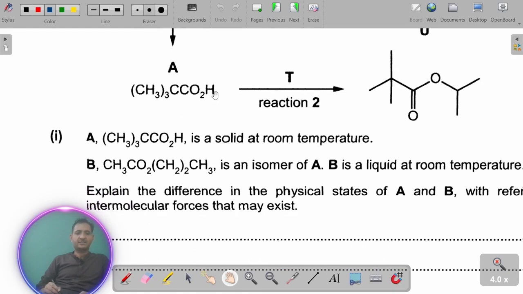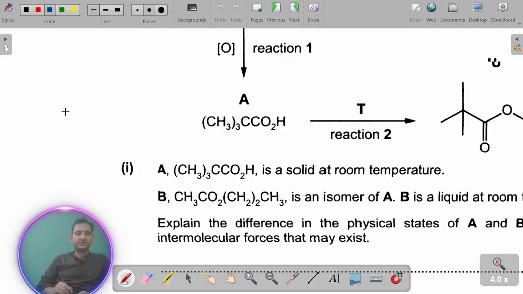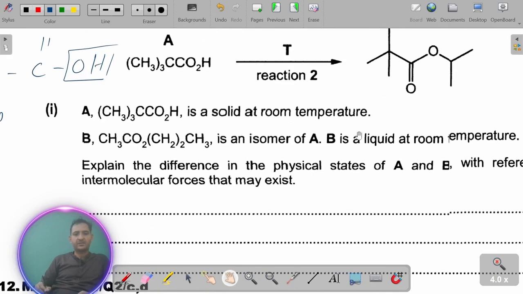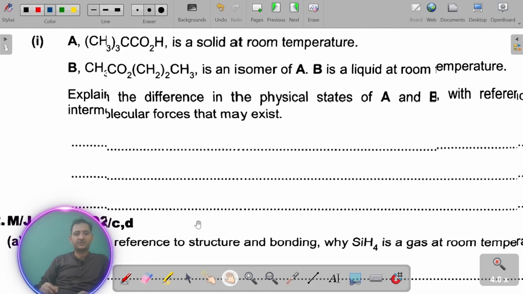So A is a carboxylic acid, a solid at room temperature. Let me draw the structure of this: CH3 connected with C double bond O and OH. Because of this, there is a possibility of hydrogen bonding. And B is an isomer of A, a liquid, some ester. Explain the difference in the physical state of A and B with reference to any intermolecular forces that may exist.